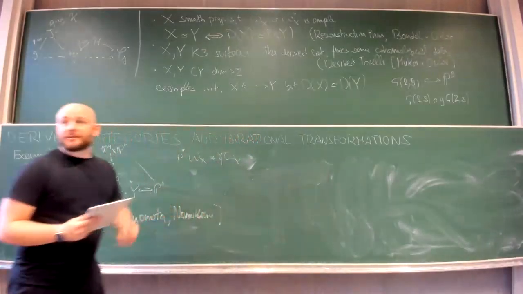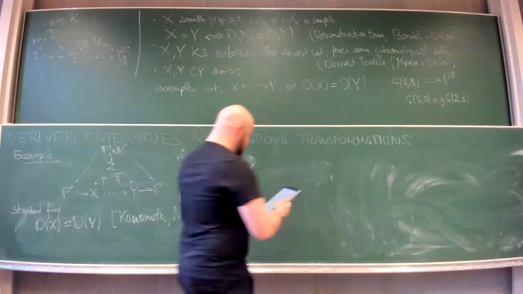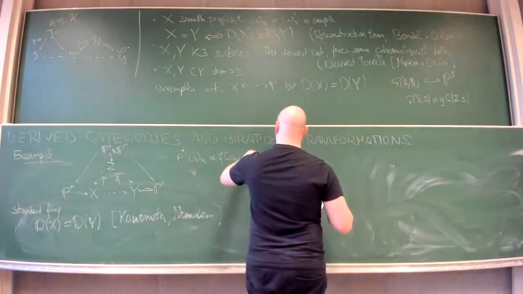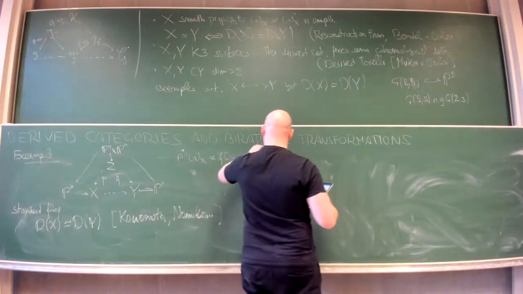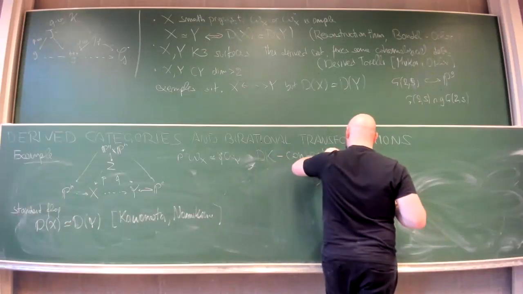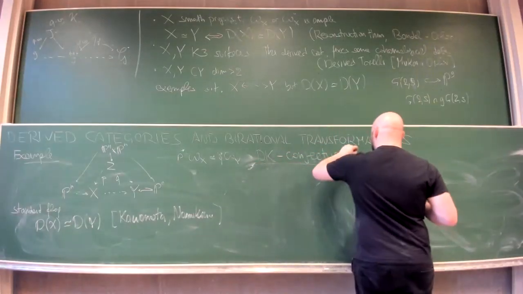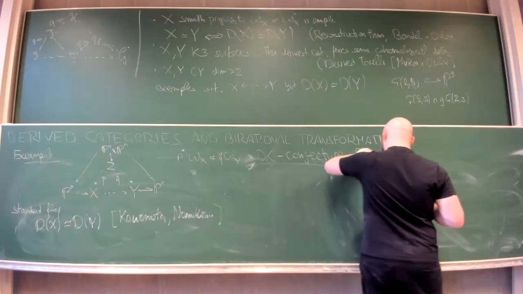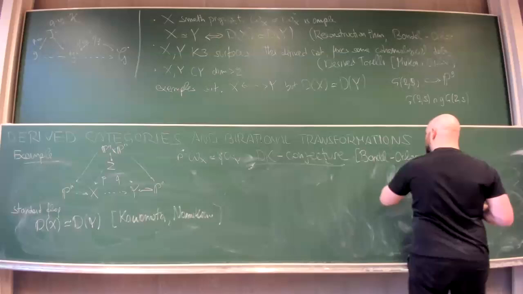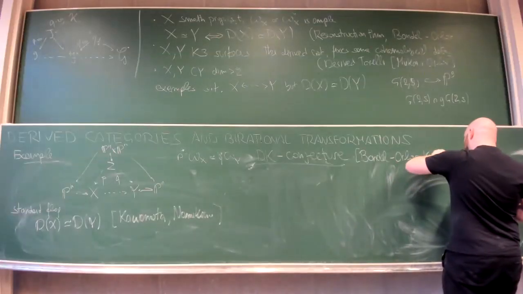So, by the observation I made before, it kind of follows this kind of conjecture, which is the DK conjecture, so like this. By Bondal, Orlov, and independently by Kawamata.